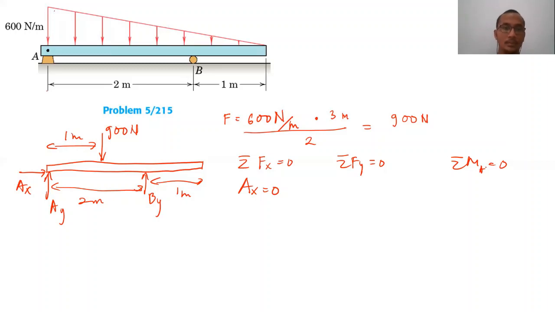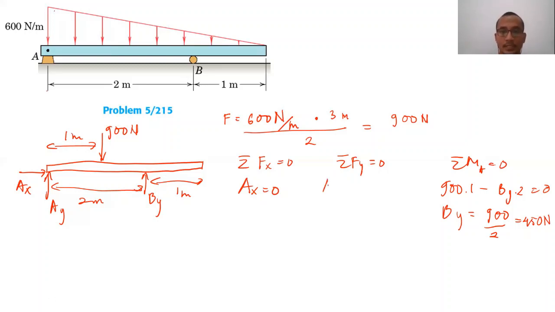Sigma moment at A equal to 0. What I will have there will be 900 multiplied by the moment arm 1 meter. Okay, clockwise is positive, remember, in this case, minus Py multiplied by 2 meters equal to 0. In this case, Py will be the same as 900 divided by 2, which is 450 Newton. That's Py.